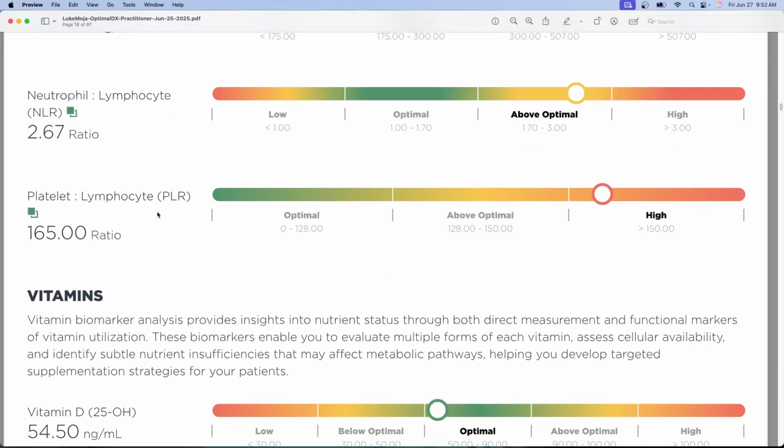Platelet to lymphocyte ratio. Again, these are comparing a couple different types of blood cells. That ratio is definitely high. That's even just in the high range, not even above optimal. So again, that's an indication of potential inflammation, generally based on some type of immune thing going on. So that makes me think that there is that chronic infection issue.